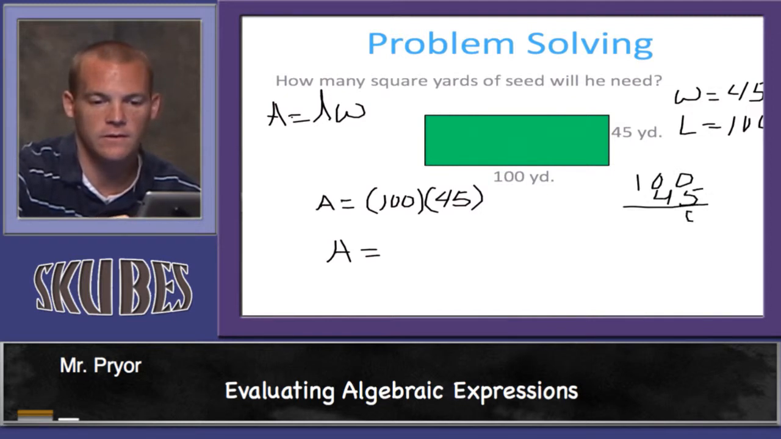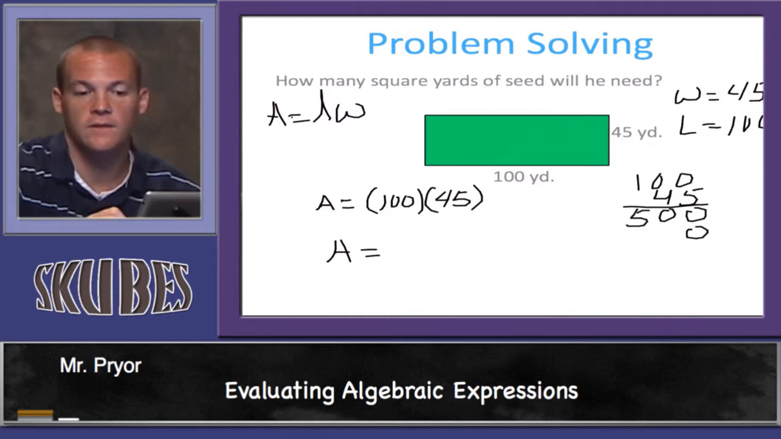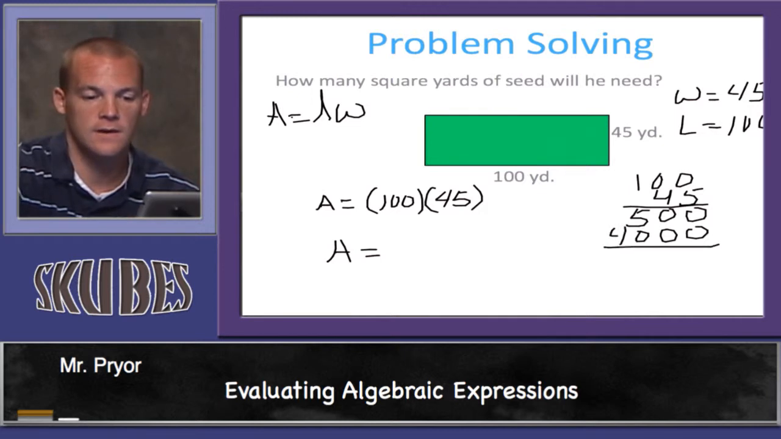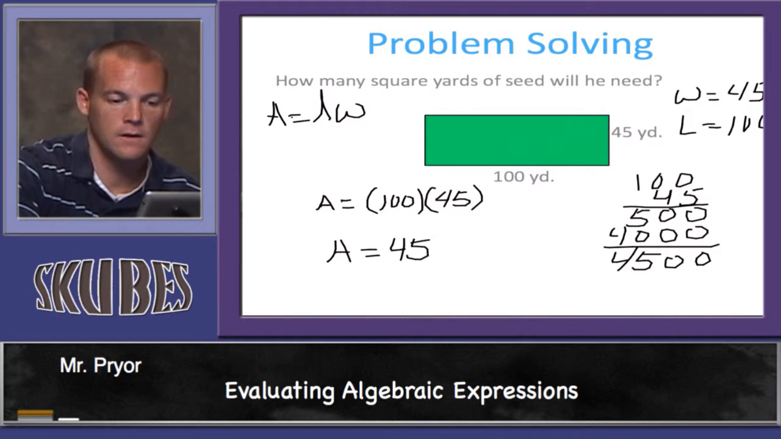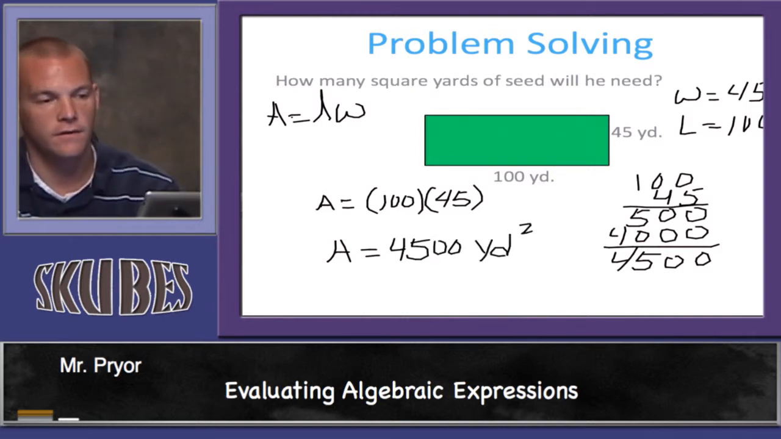5 times 0 is 0, times 0 is 0, 5 times 1 is 5. Hold the place with a 0, and then you go and do your zeros and your 4. And you see that you end up with 4,500 square yards of seed.